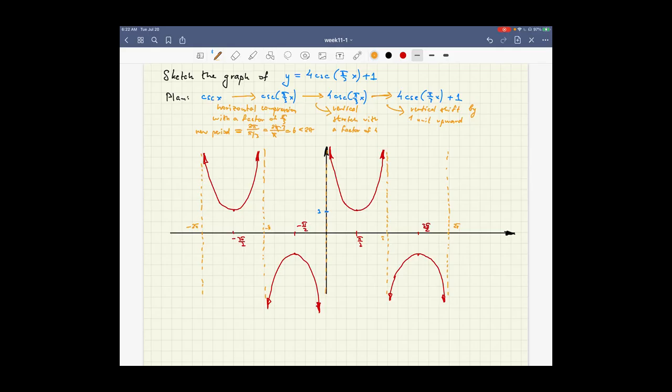So the scale here is 6 squares equals pi. So 1 square equals pi over 6. That is the graph of cosecant x.